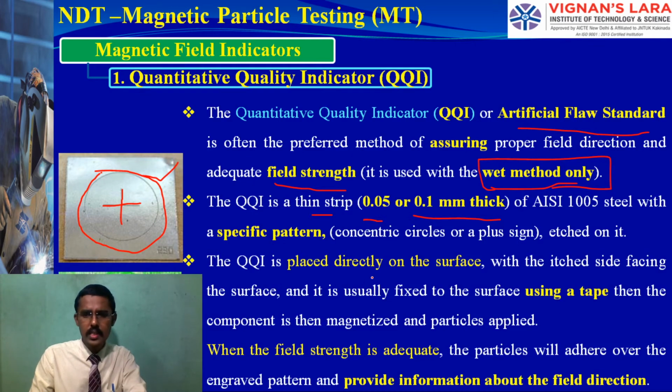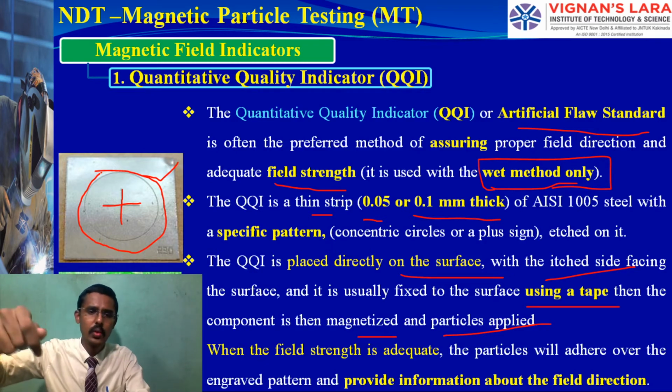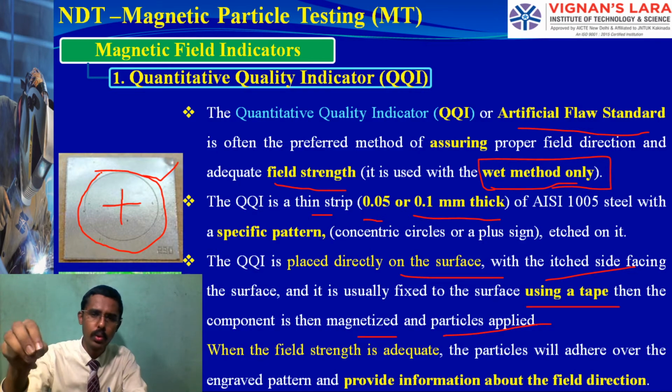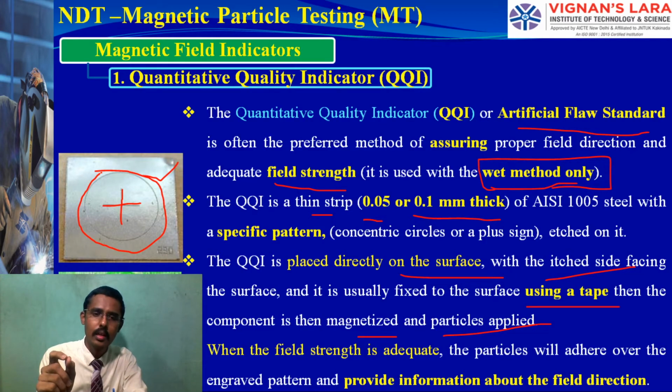The QQI is placed directly on the surface with the edged side facing the surface, and it is usually fixed to the surface using tape. Yes, in the image we have seen we are sticking it with tape. Then the component is magnetized and particles are applied. We are applying the current and the liquid suspendable magnetic particles are poured over the specimen which we need to inspect. When the field strength is adequate, the particles will adhere to the engraved patterns and provide information about the field direction.